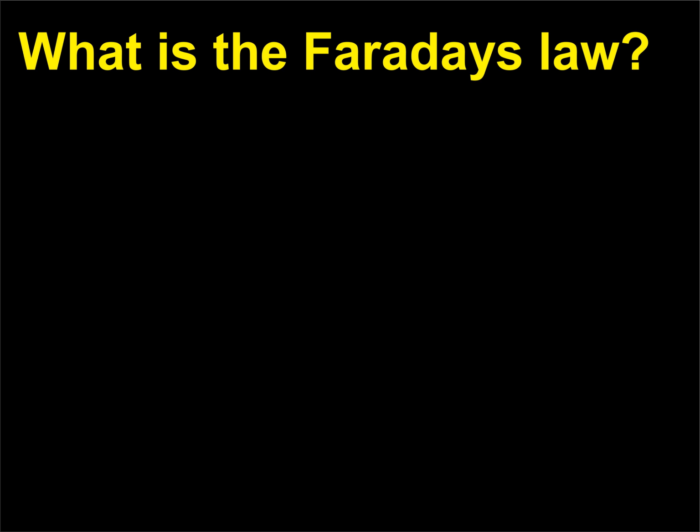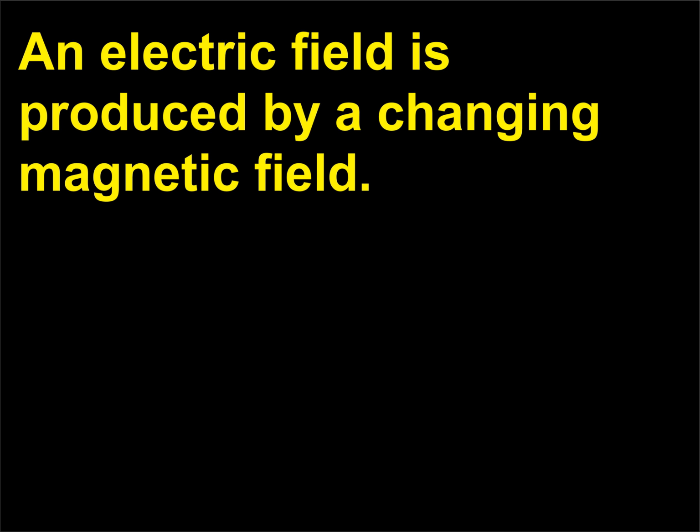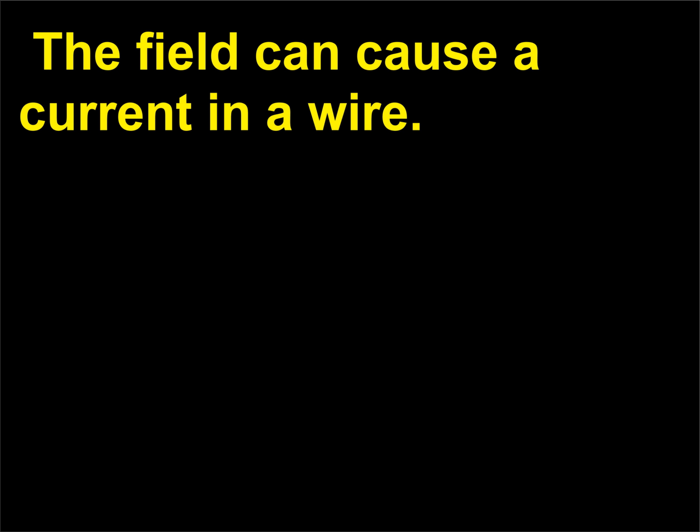What is Faraday's law? An electric field is produced by a changing magnetic field. The field can cause a current in a wire.